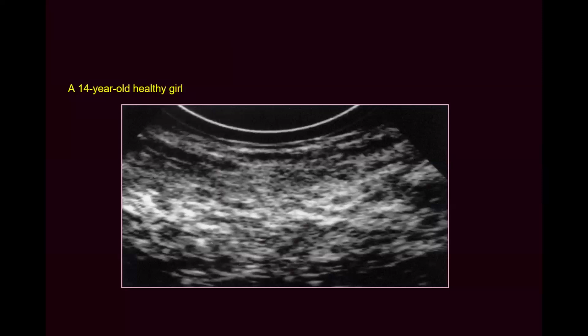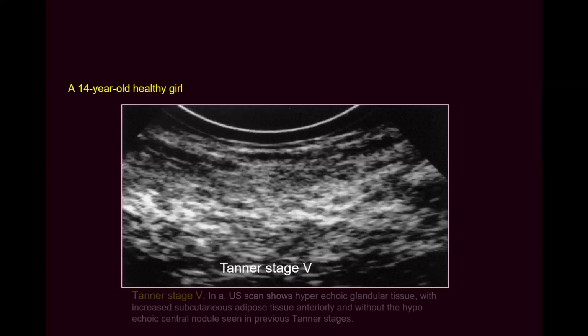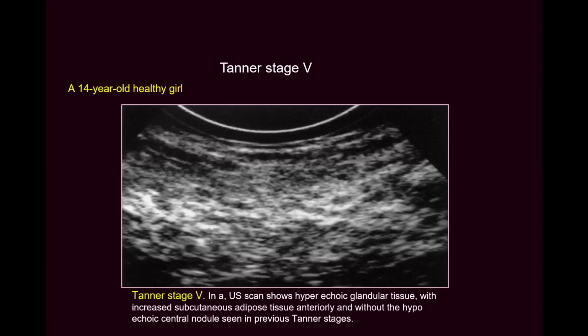What is the tenor stage in this image? Tenor 1. I think it is 5. Who said 5? Sarah. Yes, excellent. This is 5. Today, Suhair is confused. This is parenchyma. Can you see it? You can see the isoechoic oval structures surrounded by hyperechogenicity, the stroma, and the lobules. This is typical of mature breast, tenor stage 5.